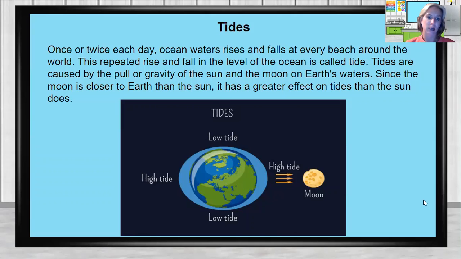So high tides and low tides happen in coastal areas, and they happen at regularly predicted times. And typically there are 2 high tides and 2 low tides in any given day. So that is the way gravity and the moon affects our waters.